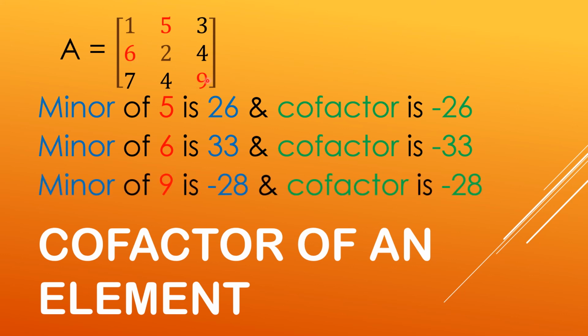Now for the element 9, the minor was minus 28. To find the cofactor, let us see what the sign is. For the first element it is positive, then negative, then positive, then coming to here negative, again positive. So we assign a positive sign to the minor. The minor is negative, so the cofactor is minus 28 itself.